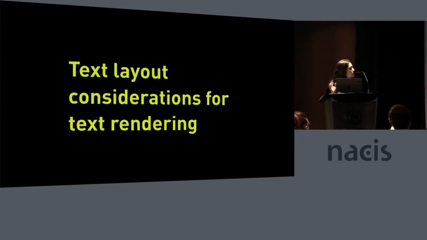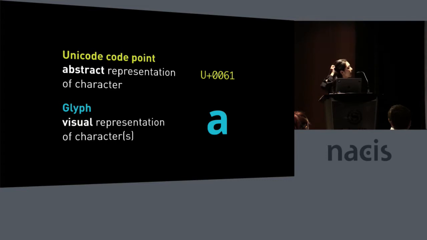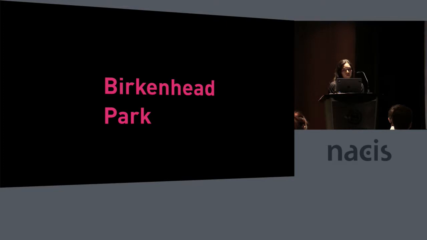So I'm going to talk through a couple of those key considerations that we consider for text rendering. And just a quick note, in talking about text layout, we usually distinguish between an abstract representation of a character, which in this case is a Unicode code point, and a visual representation, which is a glyph. So I'm going to talk about 4 elements of text layout.